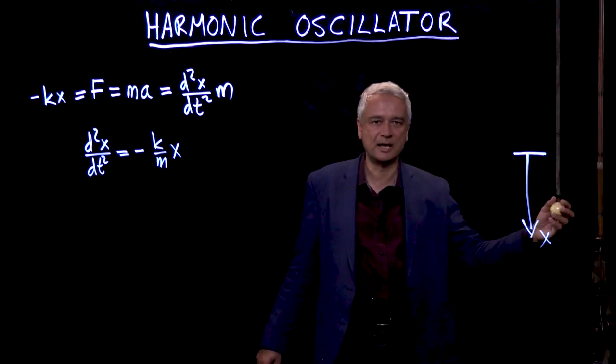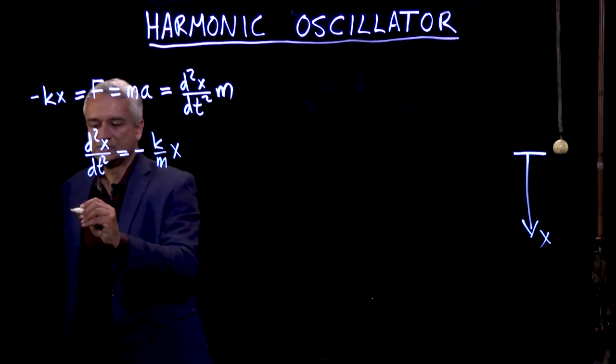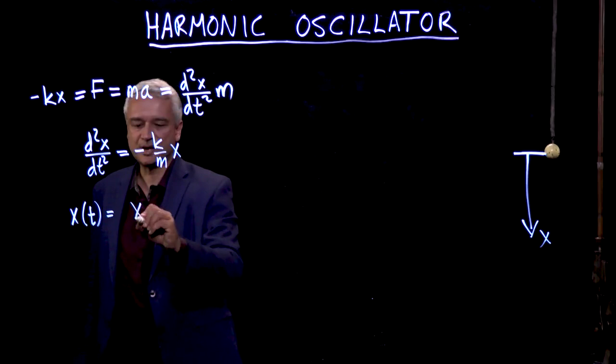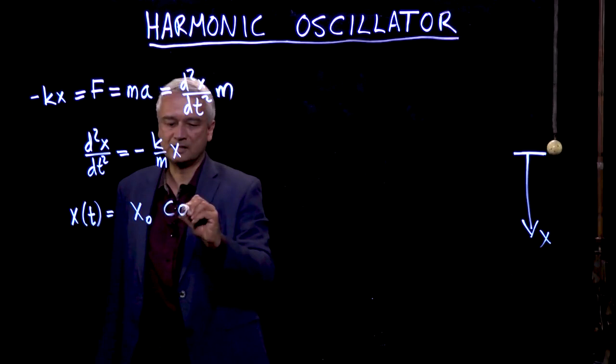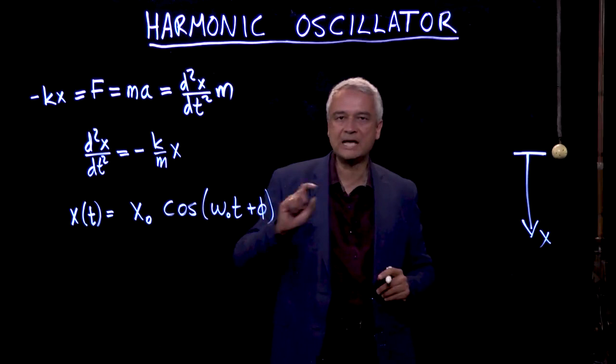So to convince you of that, I'm going to write down the solution to this equation as follows. This differential equation describes how x varies with time. And here is one of the ways of writing the most general solution to this equation. There's a constant x naught that we'll come back to in just a second, and there's a cos of omega naught times time plus phi. So in this equation, I've just introduced three new constants, x naught, omega naught, and phi. And I have to tell you what they all are and what their role is.